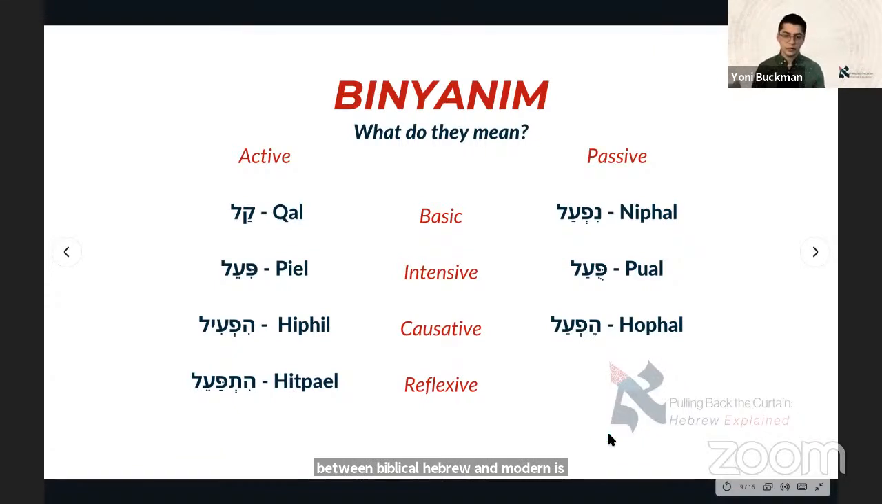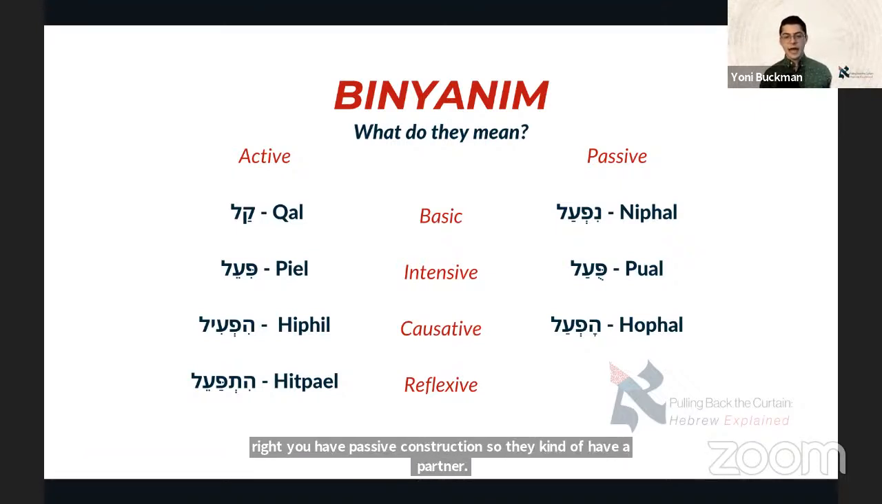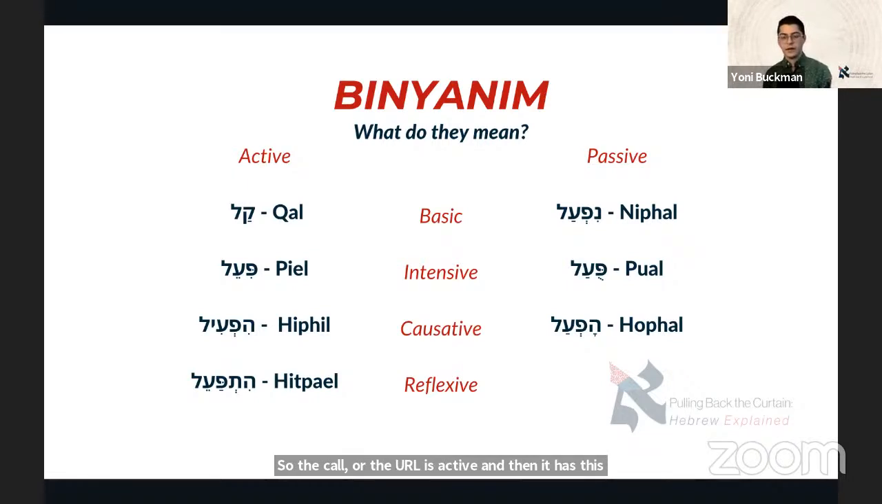So here's the question: what do they mean, right? You can group these into kind of a grid. On the left here, you have active constructions, and on the right, you have passive constructions. So they kind of have a partner. The kal or the pa'al is active, and then it has this pair, the nif'al, which is passive, and I'll give examples of that in a moment. The pi'el has a partner in the pu'al, where the pi'el is active and the pu'al is passive, and then hif'il and hof'al.